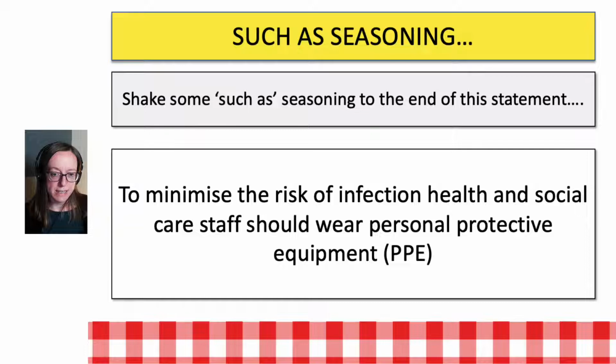And you could start by saying, to minimise the risk of infection, health and social care staff should wear personal protective equipment, PPE. But what I want you to do is add some seasoning to this sentence. So complete it, take it to the end, and give me some such as, so some examples of PPE. So just type in the chat what your examples are. Zainab, I'll answer your question in a moment. So how can you complete this sentence that's on the screen with a such as and then some examples?